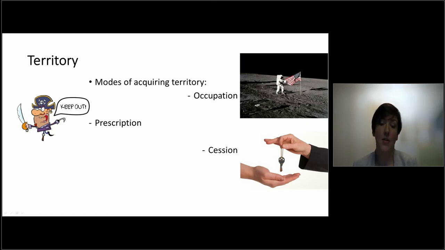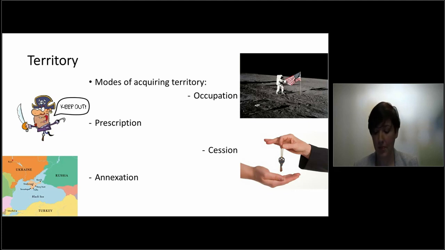Then there's the cession of territory. That means that one state transfers the territory to another state, and this happened with the Dutch transfer of New Amsterdam into the hands of the British, who called it New York. And finally, there is annexation of land. It's a unilateral act where one state takes over the control over another territory. And that happened with Crimea.